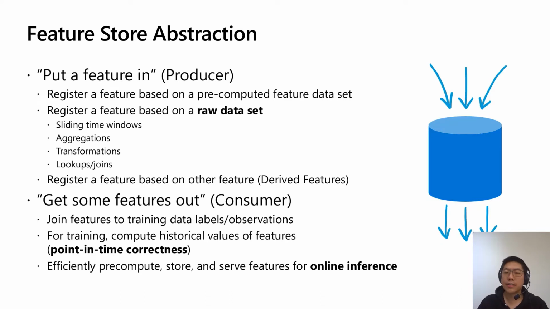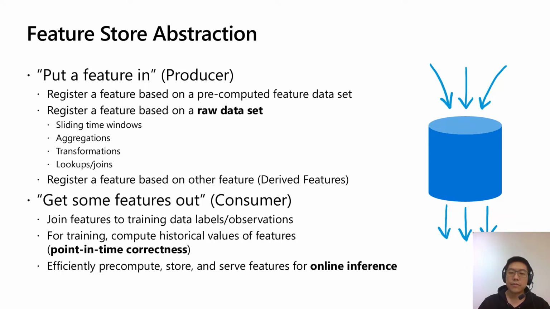But before getting into the details, let's take a look at the abstractions that the feature store is expecting. In Feathr, we usually have two personas, one of them being a feature producer and another of them being a feature consumer. For feature producers, their responsibility is to put features into a feature store. For example, they can register a feature based on a pre-computed featurized dataset, or they can also register a feature based on a raw dataset using sliding window joins or aggregations or transformations. They can also register features based on other features, which are usually called derived features.